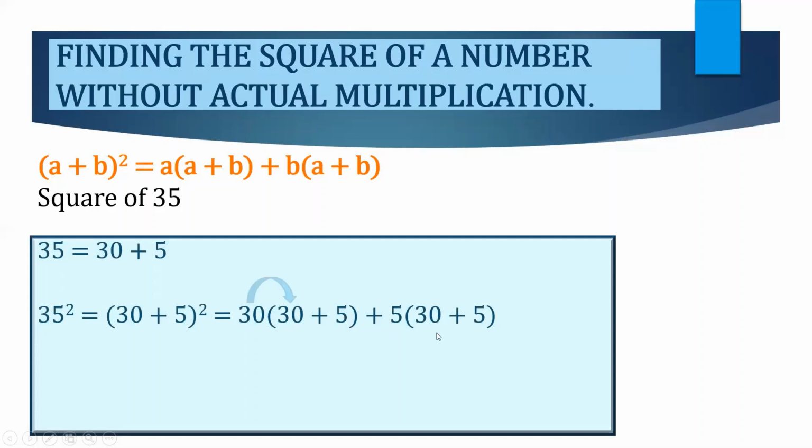Next, I'll multiply 30 into 30. Next, I'll multiply 30 with 5. Next, I'll multiply 5 with 30.